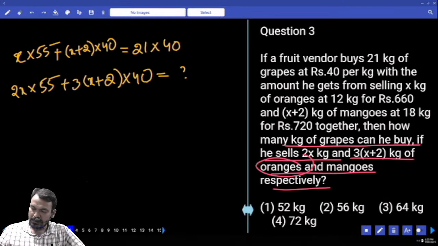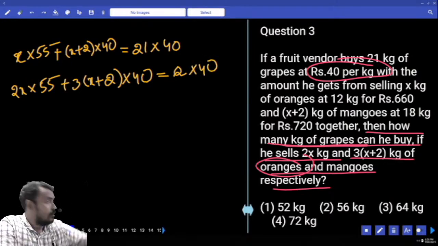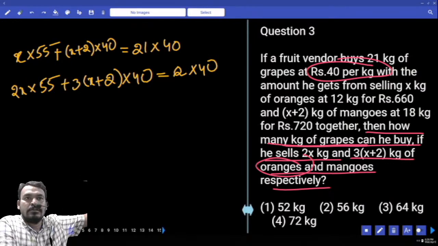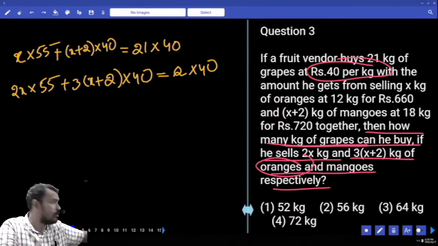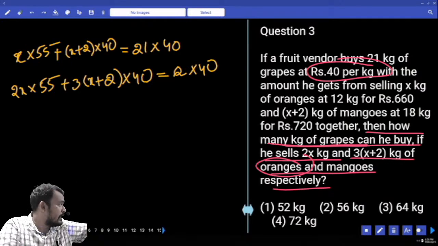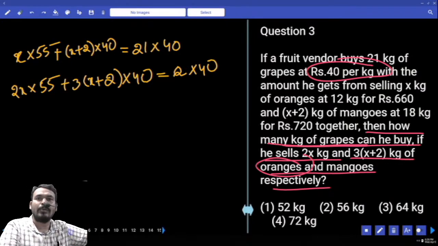Okay, what is the question here? Then how many kgs of grapes? How many kgs of grapes? What is the grapes per kg value? 40, means the quantity is unknown. Quantity is unknown, but per kg value is how much? 40, or not? Okay, what is the numerator? Same amount: grapes, 21 kgs we are getting. The same amount, X kgs and X plus 2 kgs of oranges and mangoes we are getting, or not? Second time, the same amount: 2x kgs oranges, 3 into X plus 2 kgs mangoes, those are adding, it will be equal to some amount, or not? The same amount, you are getting how many kgs of grapes, or not?